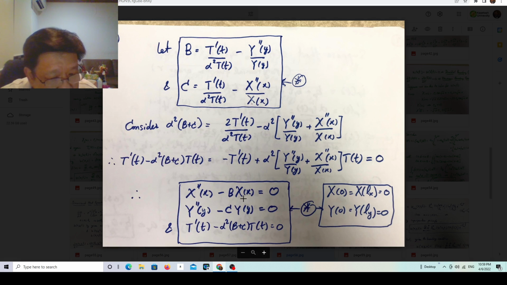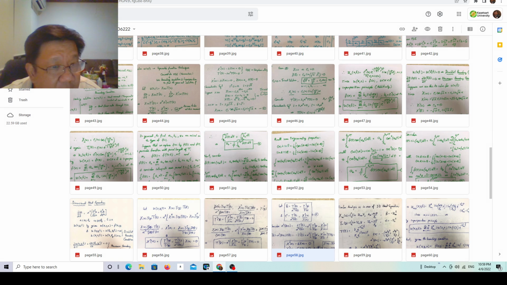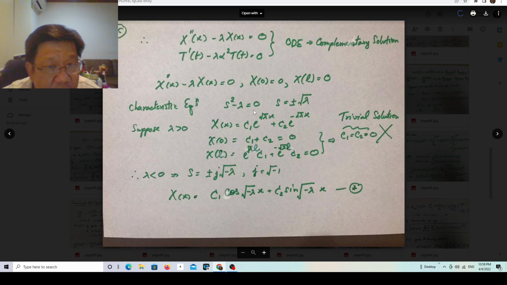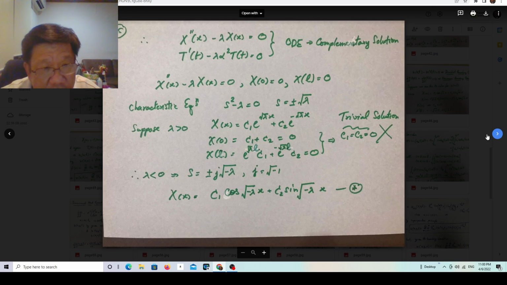As you see, this is a second order differential equation. You remember that we did this in the earlier part. We used minus lambda instead of lambda alpha square. You remember this is from the first equation, from the last clip on the separable function technique, and then you simplify.